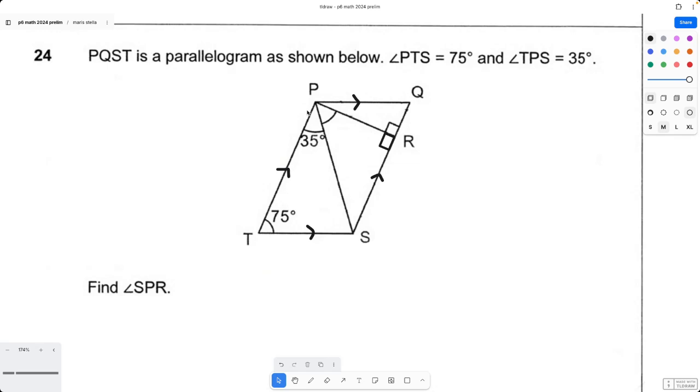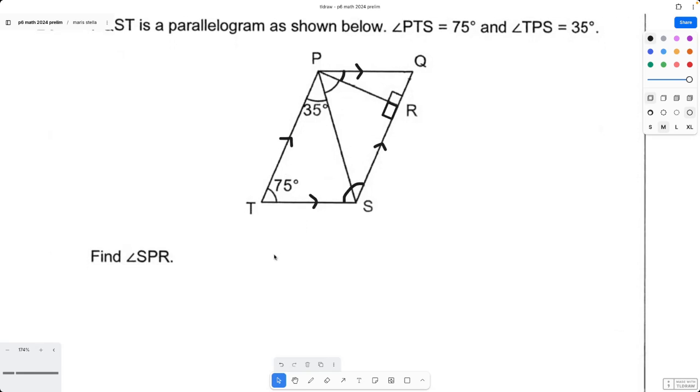Okay, so for this, since we know this is a parallelogram, we need to get, I would say, the other angle like this, right? And then after that, we will want to get this angle as well to get the other angle. Okay, so angle QST or TSQ is equal to 180 minus 75, and this will then become 105 degrees.